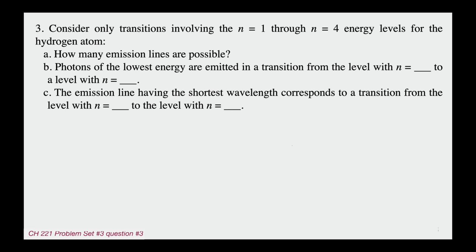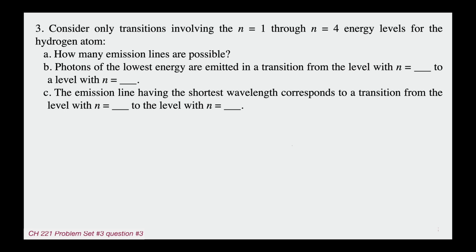Considering only transitions from n equals 1 through n equals 4 for the hydrogen atom, A, how many emission lines are possible, and B, what is the lowest energy transition, is basically what B is saying, and C is saying what is the shortest wavelength.